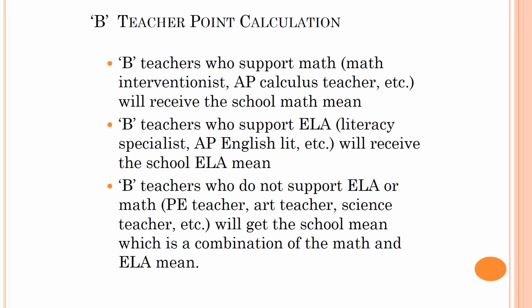B teacher points are calculated based on the role the teacher has in the school. For B teachers who support math, as in math interventionists, AP calculus teachers, etc., they will receive the school math mean. For B teachers who support ELA, as in literacy specialists, AP English Lit teachers, etc., they will receive the school ELA mean. For B teachers who do not support ELA or math, such as PE teachers, art teachers, science teachers, etc., they will get the school mean, which is a combination of the math and ELA mean.